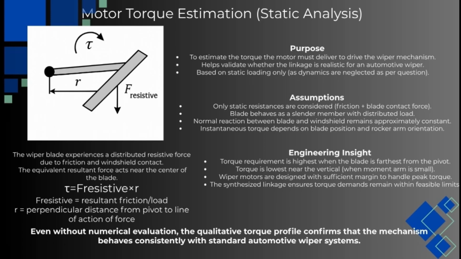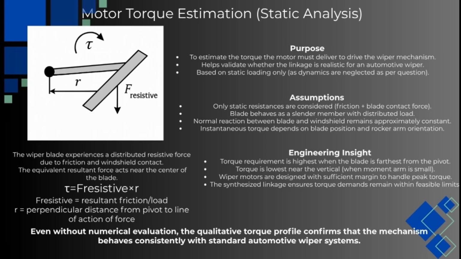Purpose and approach: our aim is to evaluate whether the chosen mechanism and motor are suitable for an automotive wiper application. We focus on static analysis, considering only constant, non-accelerating loads, which simplifies calculations and gives a conservative estimate. Key assumptions are: only static resistive forces are included, namely friction and contact force between blade and glass.